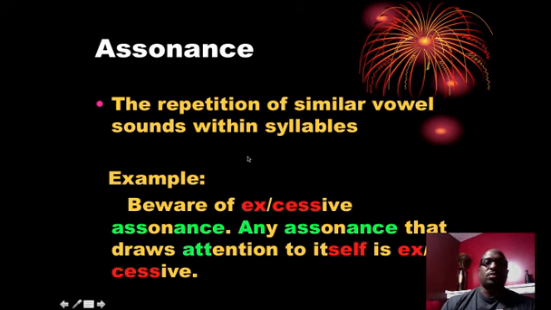Assonance, the repetition of similar vowel sounds within syllables. So this is a little bit different than alliteration. This is similar vowel sounds within the syllable. So for example, and make sure you're taking notes on some of these examples. That's what I'm going to look for in your notes, is some examples for alliteration, assonance, and consonance.